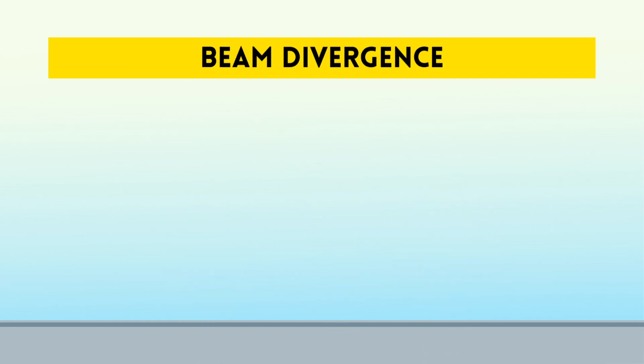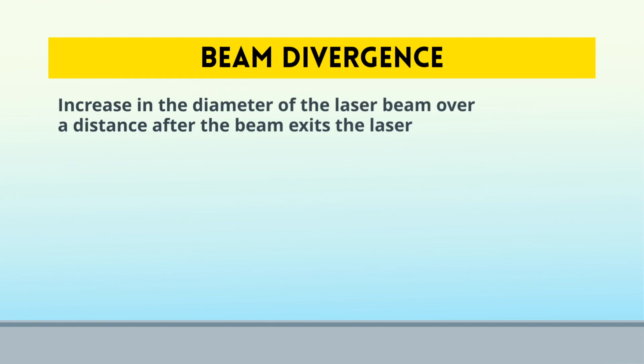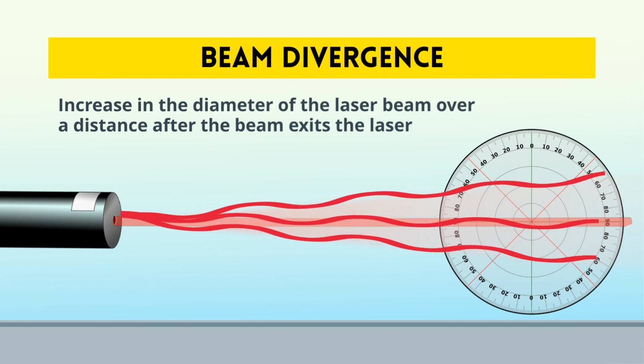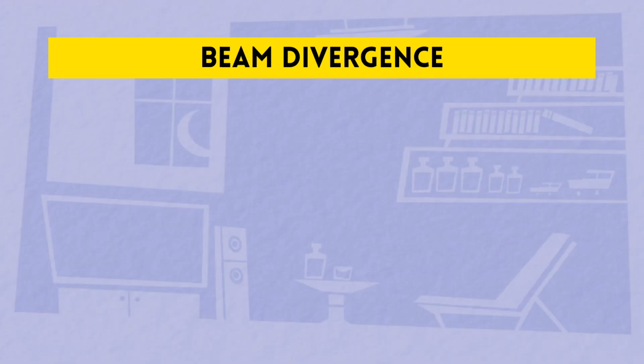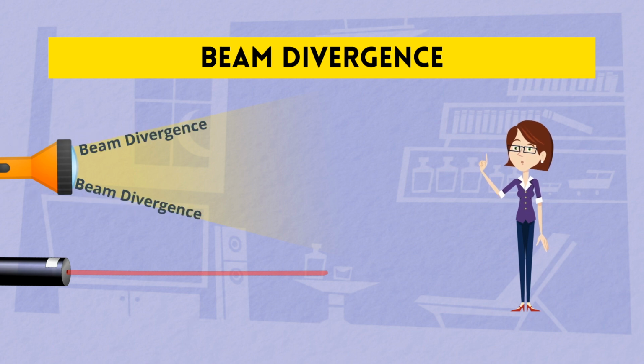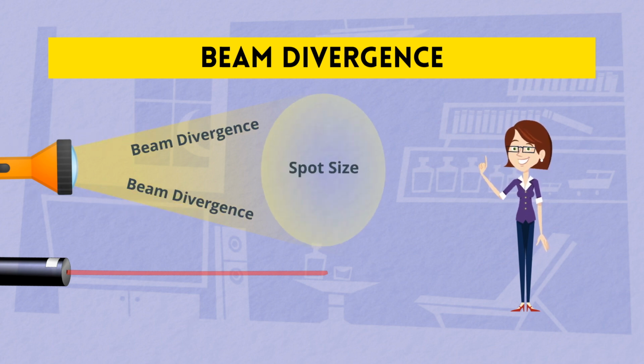Lastly, we have beam divergence, which is the increase in the diameter of a laser beam over a distance after it has exited the laser. It's basically how the laser beam expands outwards or diverges at a non-90-degree angle from its origin. An easier way to imagine this would be how the light produced by a flashlight looks against a wall versus a laser pointer. When you move the flashlight further away, we'll be quick to notice the beam divergence and spot size increases.